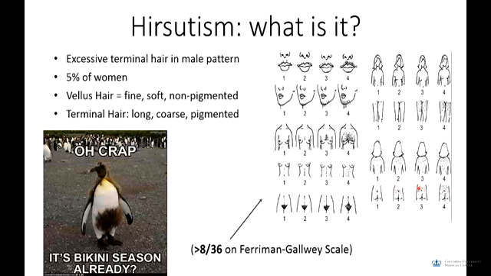So hirsutism, what is it? It's excessive terminal hair in a male pattern. It's pretty common also, 5% of women. So terminal hair is this long and coarse dark hair versus vellus hair, which is fine, soft, and non-pigmented. You're considered to be hirsute if you have a score greater than 8 out of 36 on this Ferriman-Gallwey scale that is shown here.